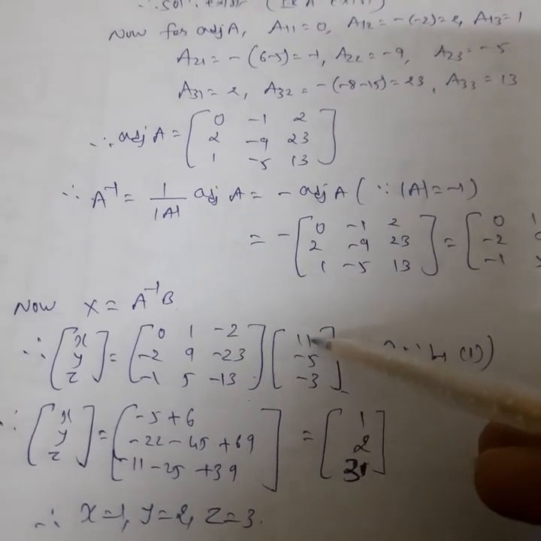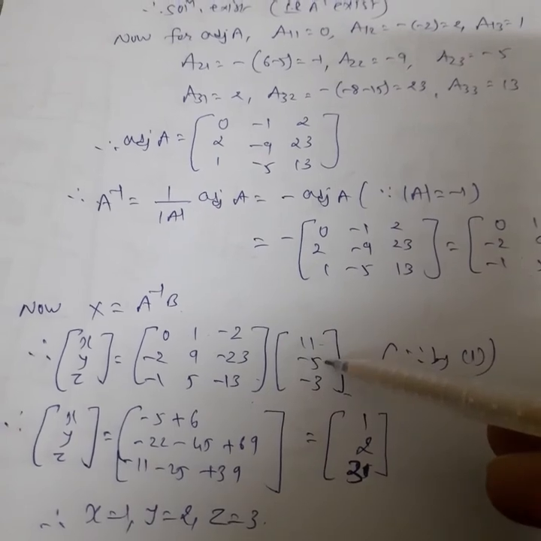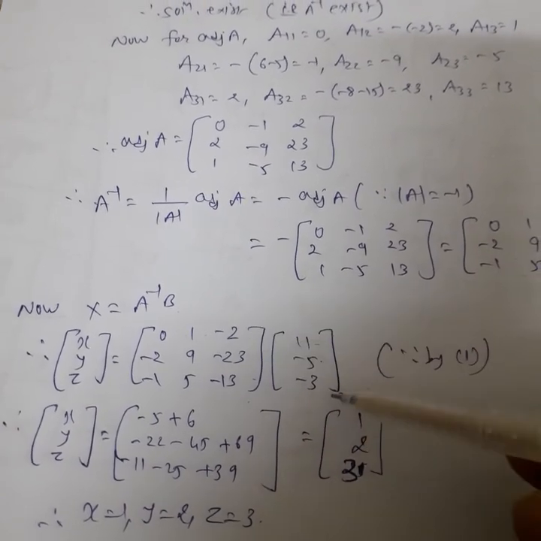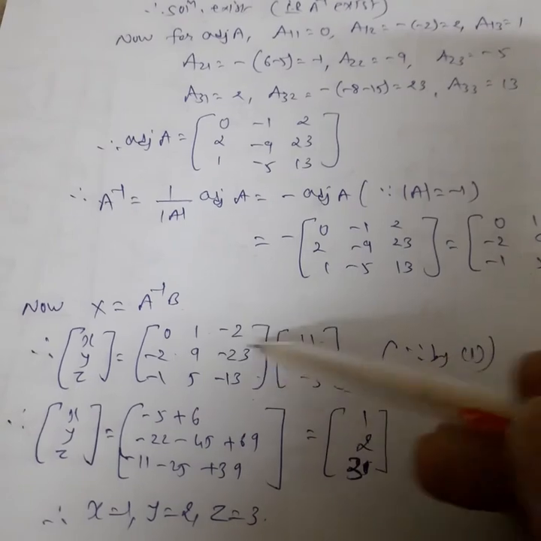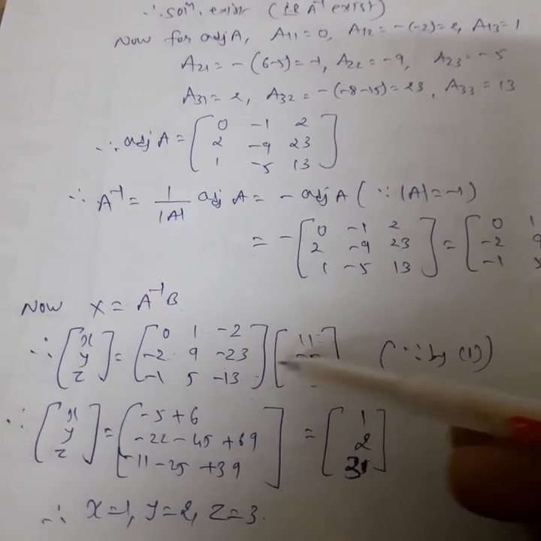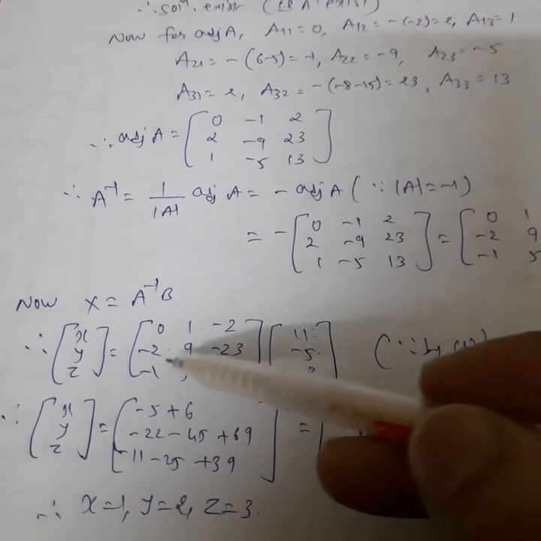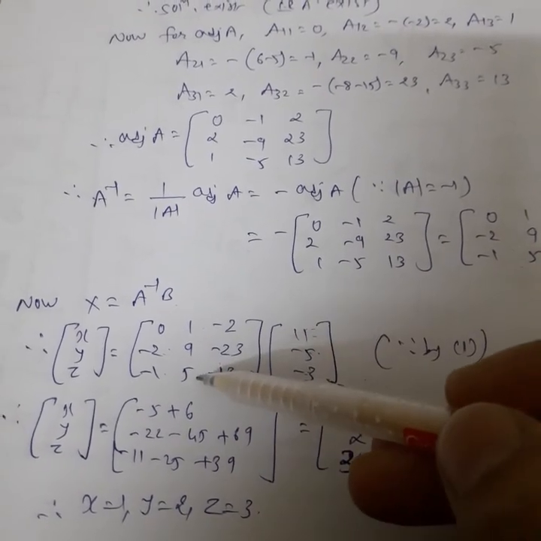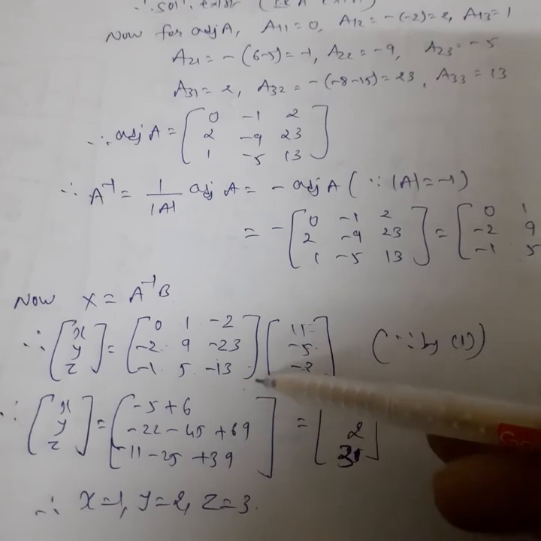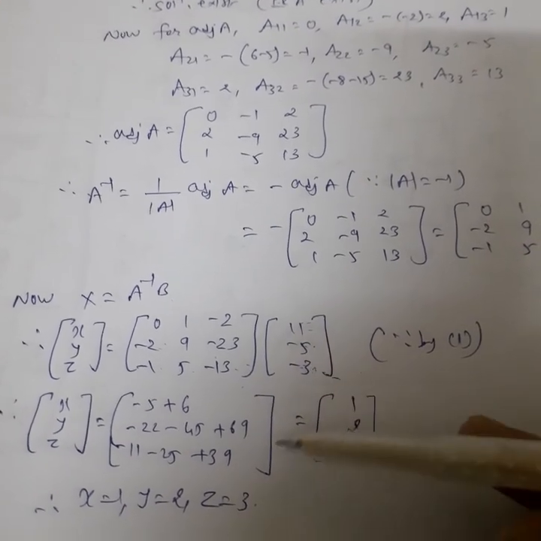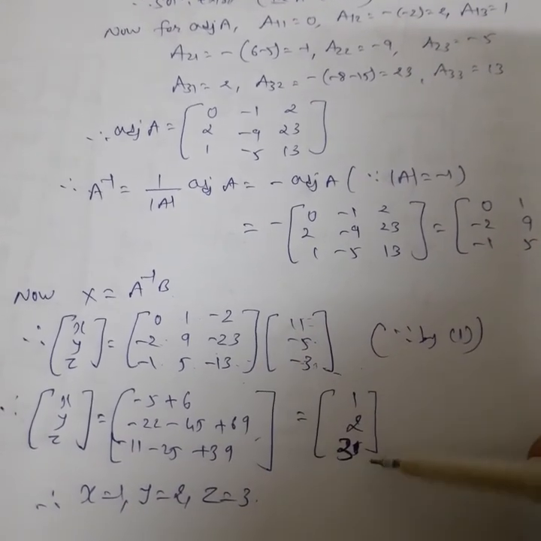So it should be 0 plus 1 into minus 5. So minus 5, that is minus minus plus 6. Now 11 2s are minus 22, 9 into minus 5 minus 45, negative into negative plus 69, minus 1 into 11 minus 11, 5 into minus 5 minus 25, and negative negative again positive 39. So its simplification will be 1, 2, 3.